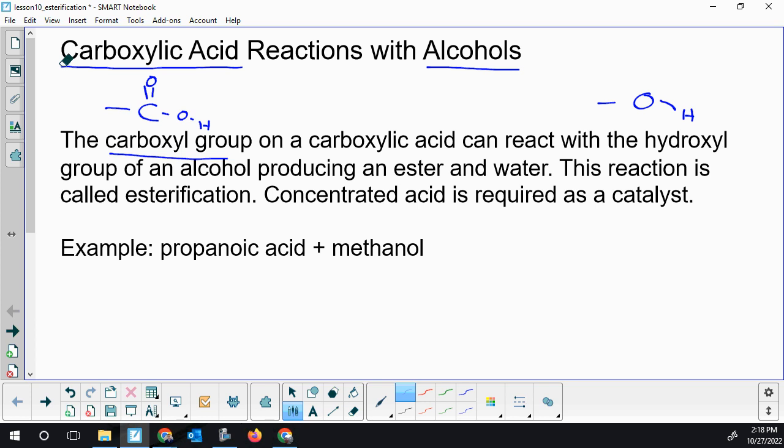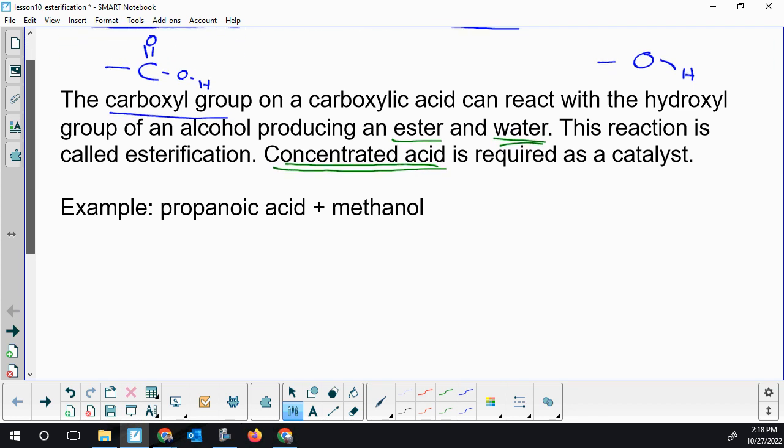The products of this reaction are an ester that we need to talk about once we see one made, and you need to not forget your water. It's easy to miss, and I have to make sure I don't miss it when I do the reactions. Now, you do need a strong concentrated acid as a catalyst. When you do this lab, if you make an ester, you've got to remember to put in your sulfuric acid or the reaction won't run.